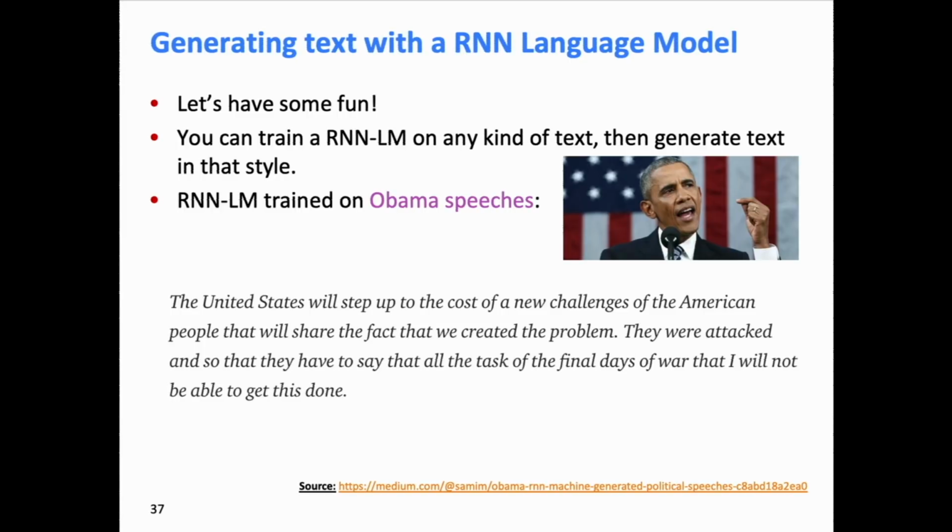The United States will step up to the cost of new challenges of the American people that will share the fact that we created the problem. They were attacked, and so that they have to say that all the task of the final days of war, that I will not be able to get this done.